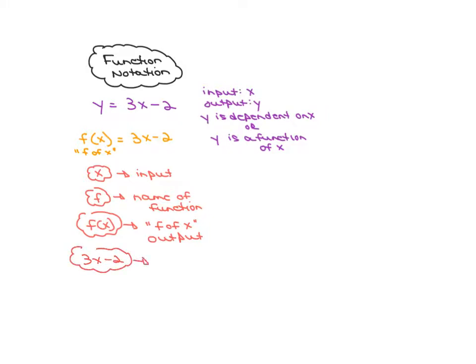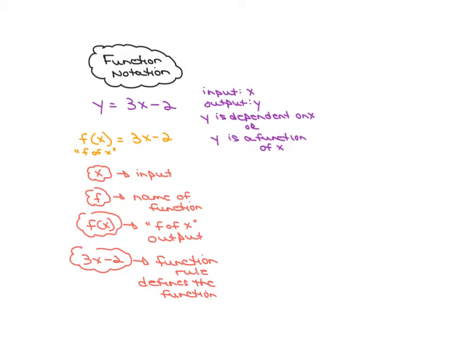And then finally, the last piece, 3x minus 2, we call the function rule. It's really defining the function. It's what you do to the input to get the output. So we call that the function rule, and it defines the function. Those are our different pieces.